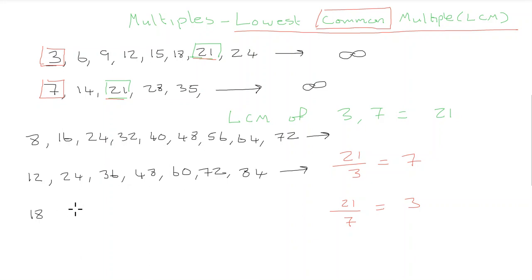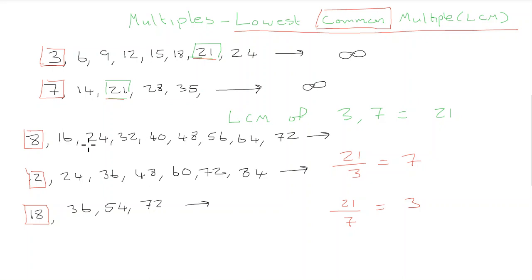And then if we think about the multiples of 18, so 18 plus 18 is 36, plus 18 is 54, plus 18 is 72. Okay, and these also will go on and on and on indefinitely. So we started off with these numbers here, 8, 12, and 18, and then we got the multiples of it. So now what we're trying to find out is, between the multiples for these three numbers, what's the lowest common one?